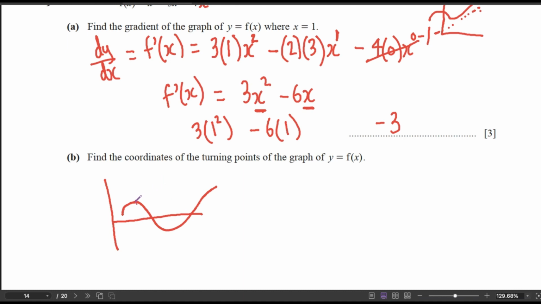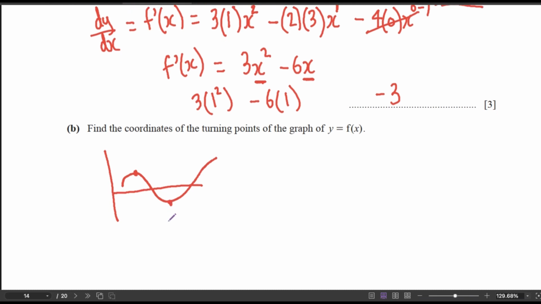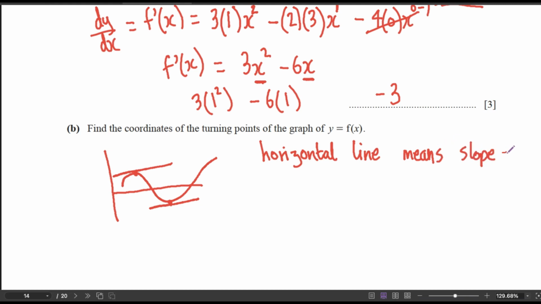You can see at this point right here and this point right here, right? Let's say we wanted to draw a tangent at those points. Well, the tangent would just be a horizontal line, right? What does a horizontal line mean? We know this from previous work with lines. Horizontal line means that the slope or the gradient is equal to 0. But we know how to get the slope. The way to get the slope is by taking the derivative.